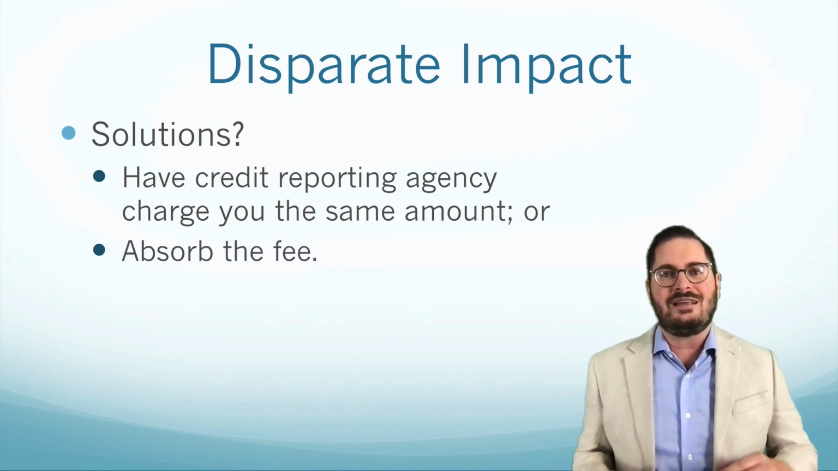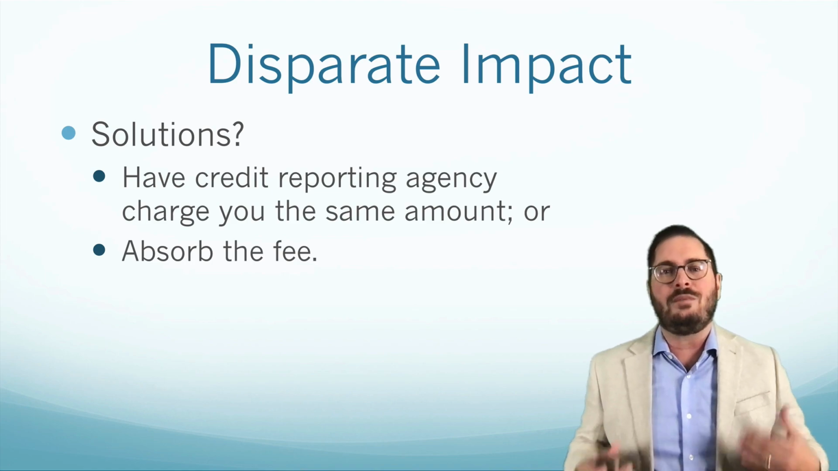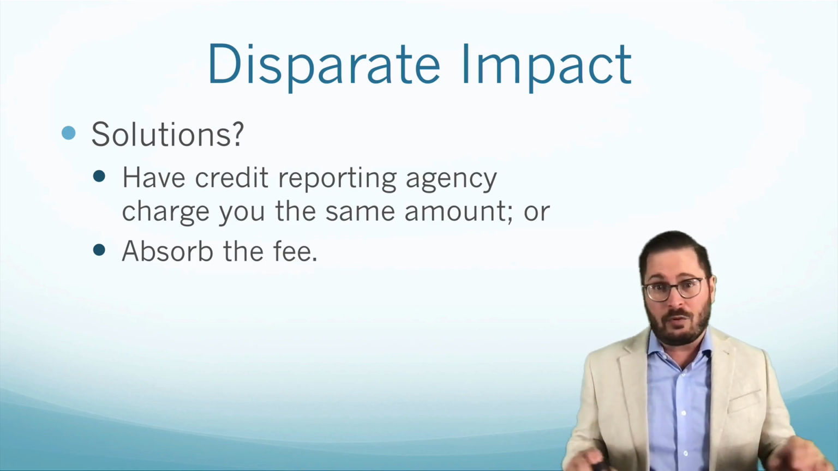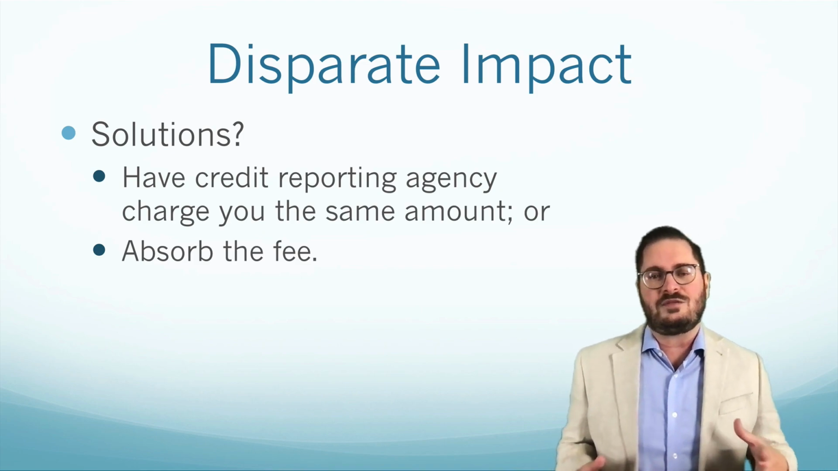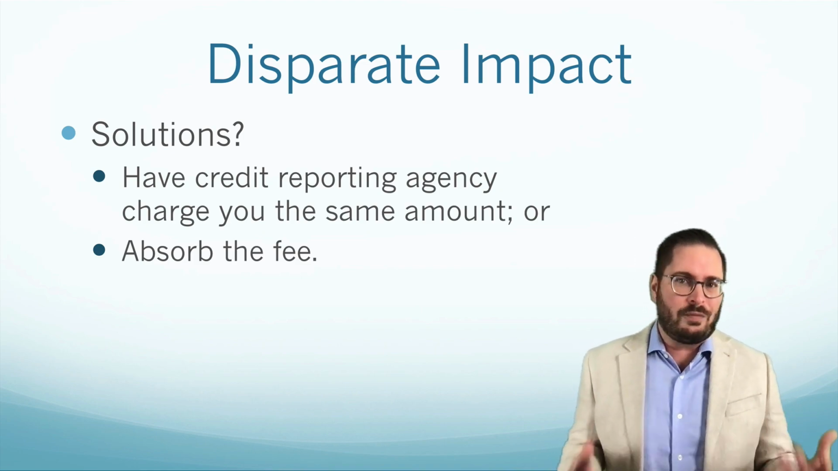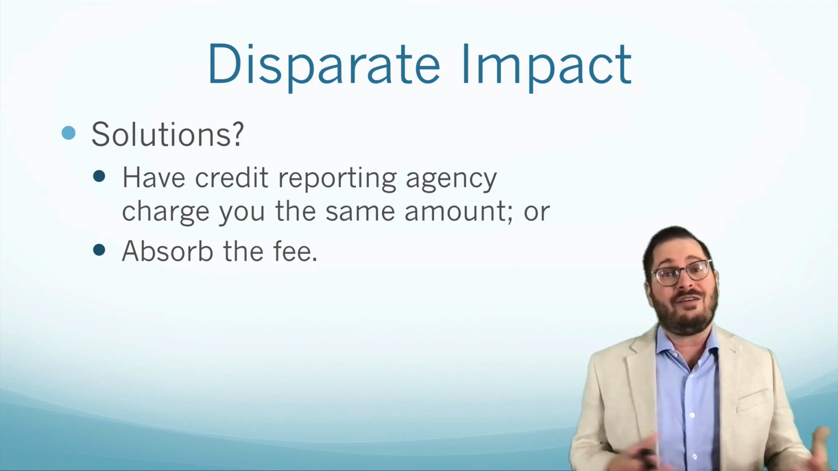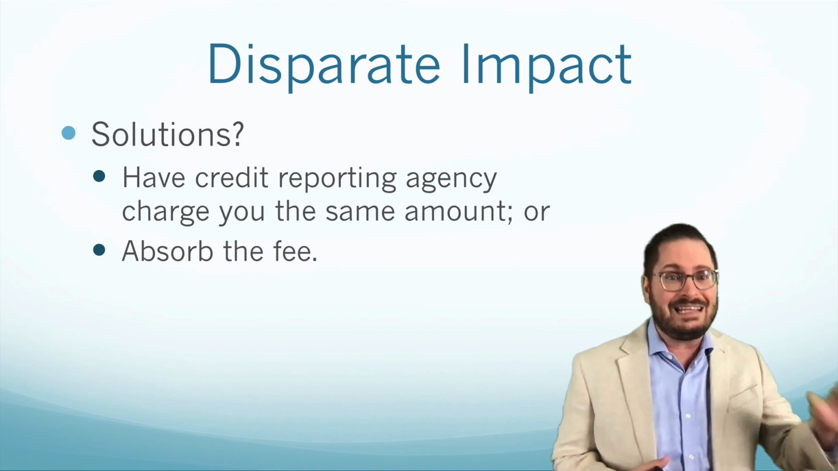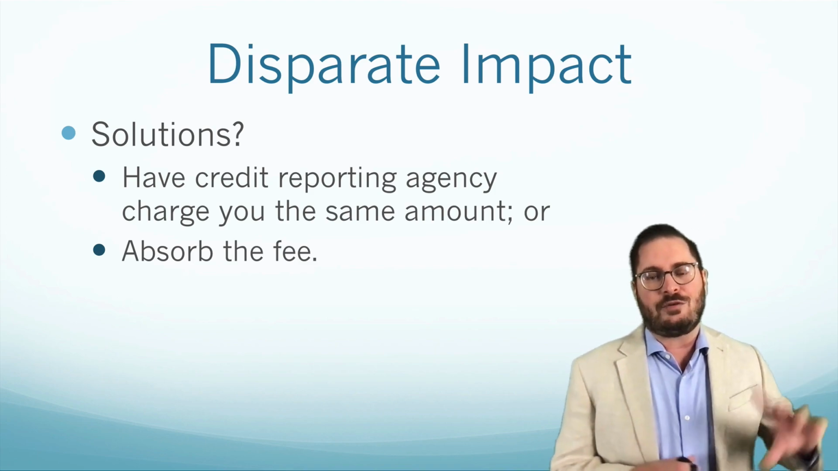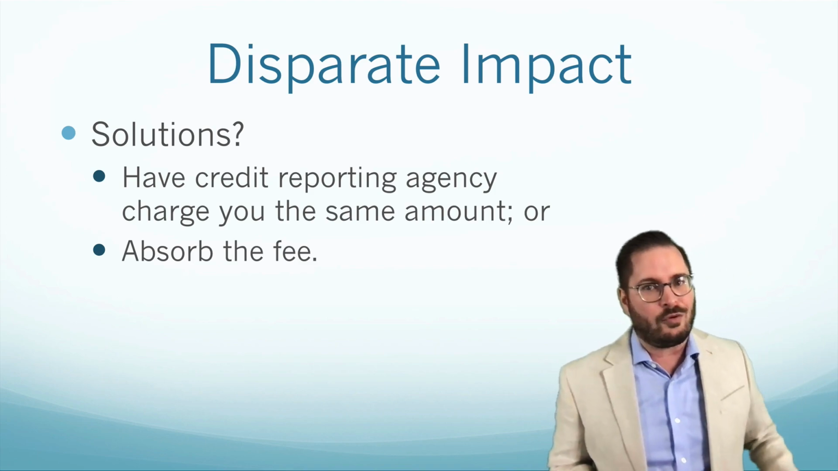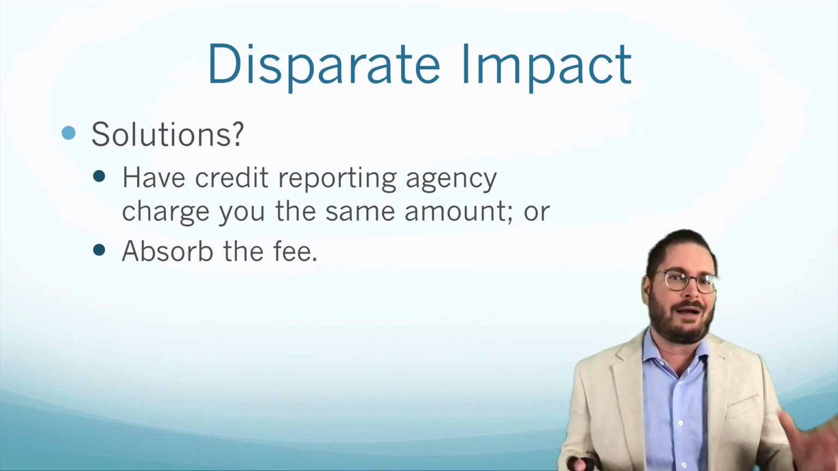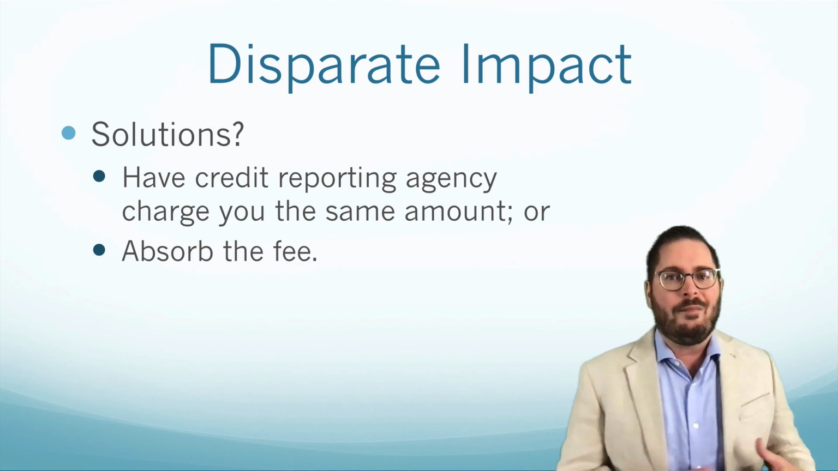Your second option is to not charge for credit reports and to absorb the fee. So you don't have to charge for credit reports at all. You can just absorb it. Now, if you want to recover that cost, you could actually increase a processing fee, but it can't be directly related to the credit report fee, and your processing fee would have to be the same across the board. You're not going to charge married applicants a lesser processing fee. That would be problematic for disparate impact as well, but that's your other solution.